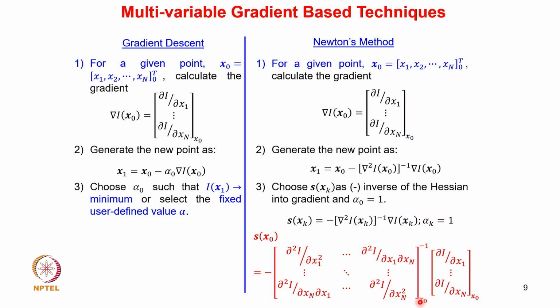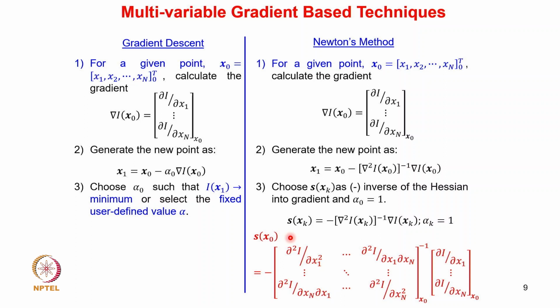And then we can find out the inverse of this matrix. This inverse of the matrix is multiplied by the gradient matrix, and that gives me the direction. Once we get this direction, it is subtracted from the initial solution x naught, and that gives us the new solution x1. So clearly you can see that once we get this x1, it will be used in the next iteration, and we have to continue for multiple iterations till we get the optimum solution.